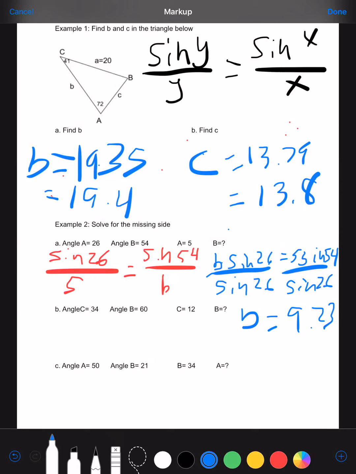Okay? So remember, numbers that go next to sine are always angles. Always, always, always. You never put a side next to sine. Never put a side next to sine. Always, always, always an angle. Sides always go on the bottom.